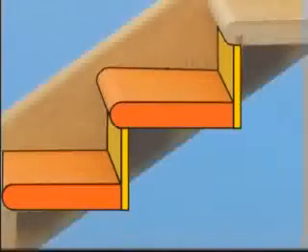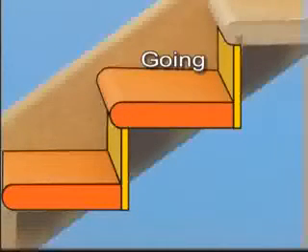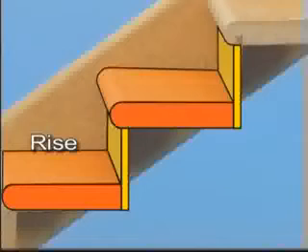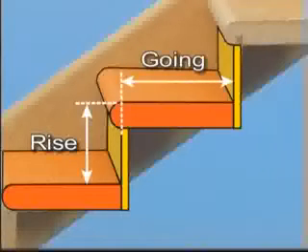Each step is made up of two measurements. The horizontal distance is called the going. For setting out purposes, the going measurement is taken from the back of the tread to the vertical face of the riser board. The rise is the vertical distance from the surface of one tread to the surface of the next. These two measurements are critical in the design and setting out of stairs.